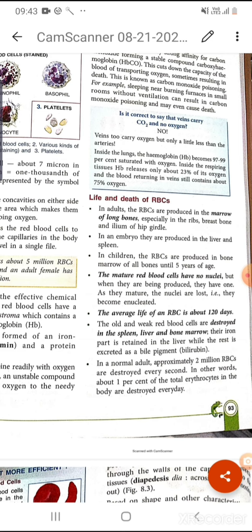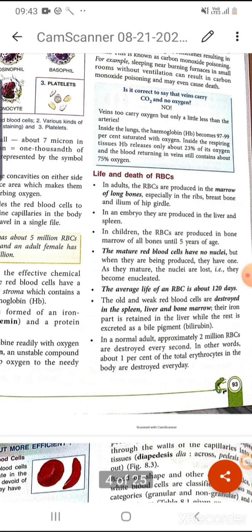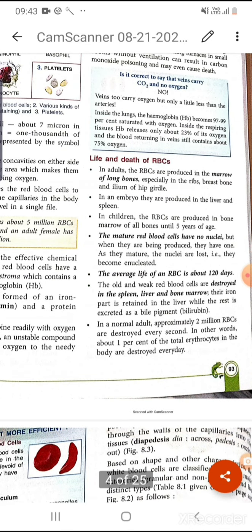So one question is: is it correct to say that veins carry carbon dioxide, not oxygen? It is actually not. Veins carry oxygen, but only a little less than the arteries. In the arteries the amount of oxygen containing blood is high, but in the veins the amount of oxygen containing blood is very low, while the carbon dioxide content, the deoxygenated blood, is higher.